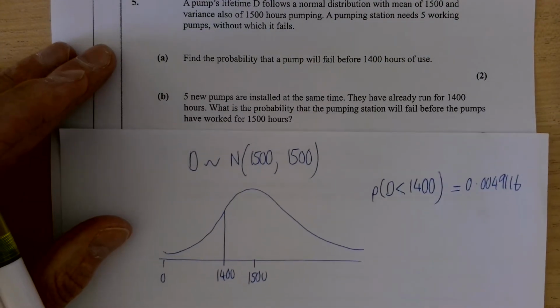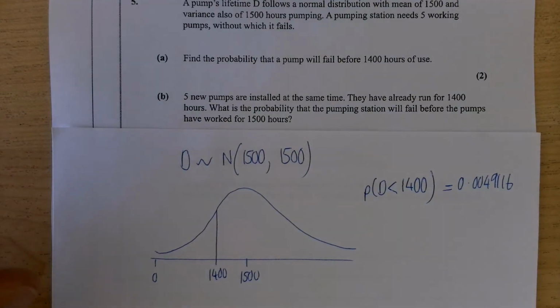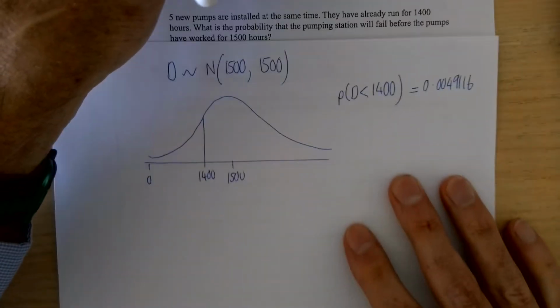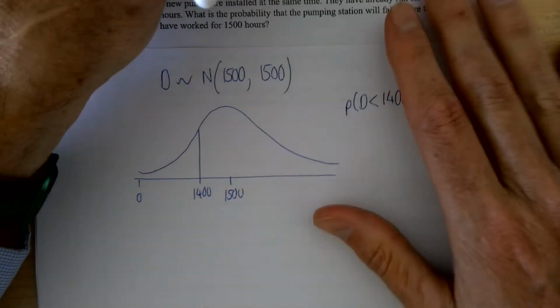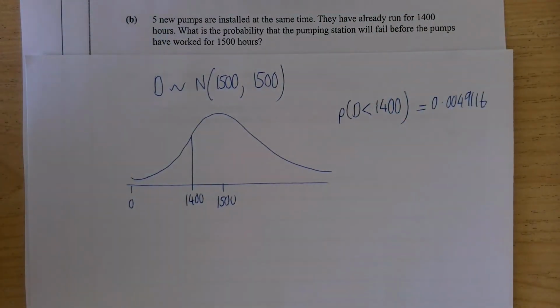We're then asked about this situation here. We're told that after 1400 hours, everything's still working. These new pumps have been installed at the same time. After 1400 hours, everything's still working. And we're asked what's the probability that the pumping station will fail before we get to 1500 hours. Now, for it to fail, any one of the pumps needs to fail. But it's really complicated because it could be 1 could fail, 2 could fail, 3 could fail, 4 could fail, they all could fail. There's a lot going on there.